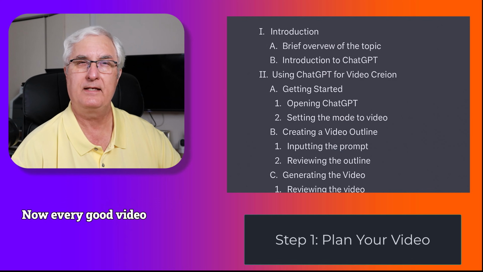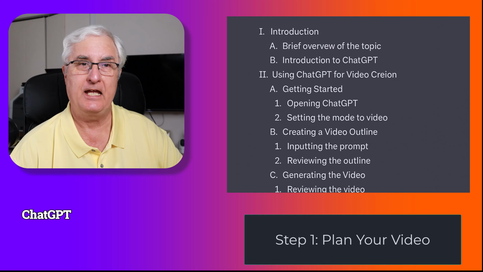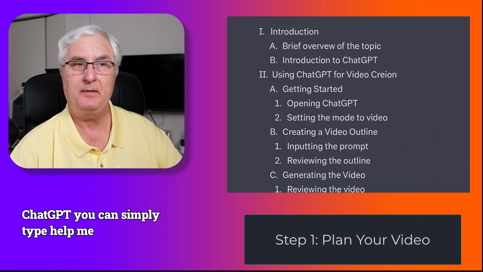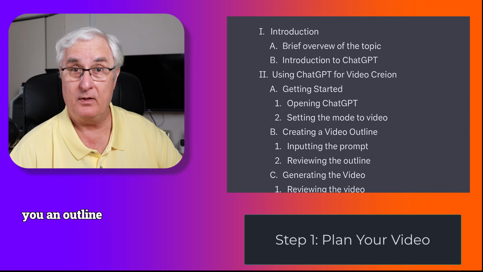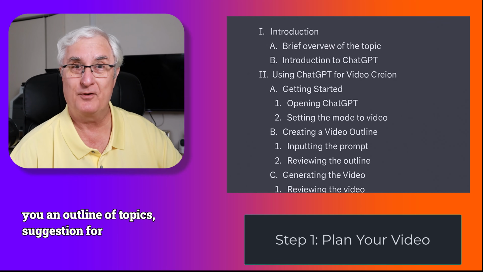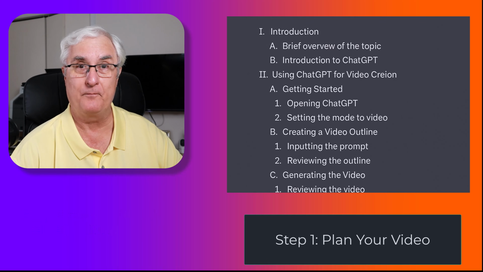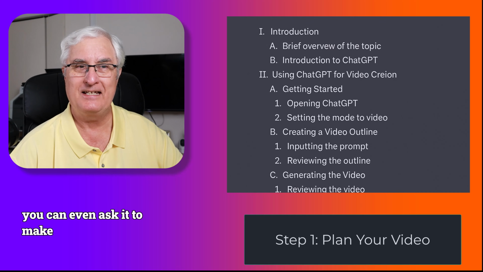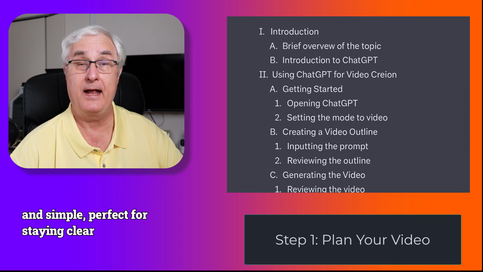Now every good video starts with a plan. In ChatGPT, you can simply type, "Help me plan a 3-minute video about my garden." ChatGPT will give you an outline of topics, suggestions for images, and key points to say in each part of the video. You can even ask it to make your script short and simple, perfect for staying clear and on track.